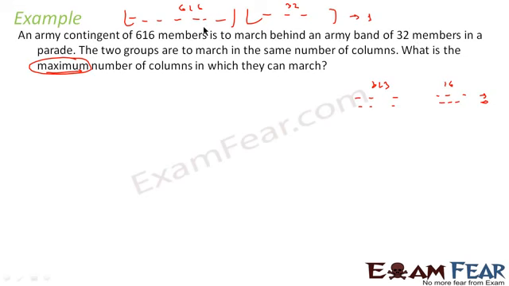You can have one column where everybody is walking in a queue. You can have two columns where there are 16 and 316 each in the columns. But we are not sure that this is the number, or we can have any other number also, because we are looking for the maximum number of columns. We tried 3, it is not working.